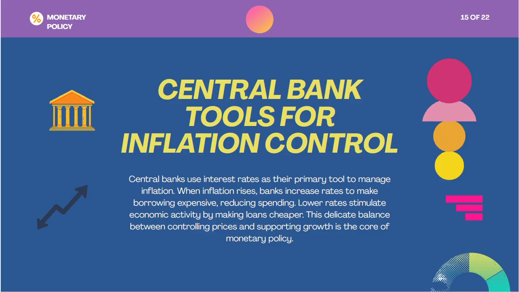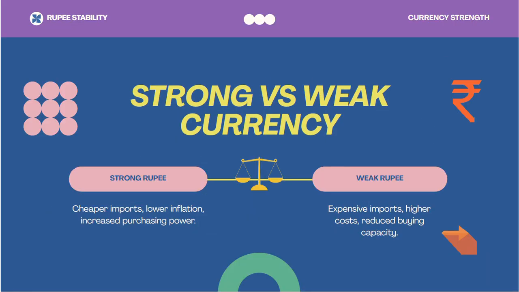As I told you, the central bank uses interest rates as the primary tool to manage inflation. When inflation rises, banks increase rates to make borrowing expensive, reducing spending. Lower rates stimulate economic activity by making loans cheaper. This delicate balance between controlling prices and promoting growth is the core of monetary policy.